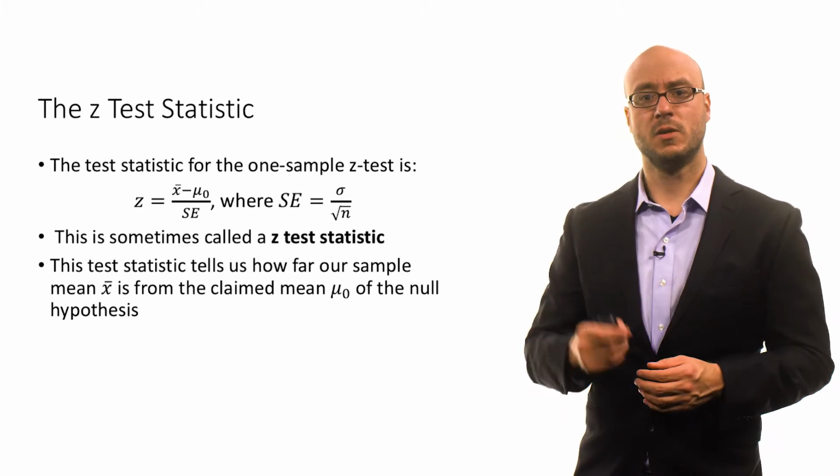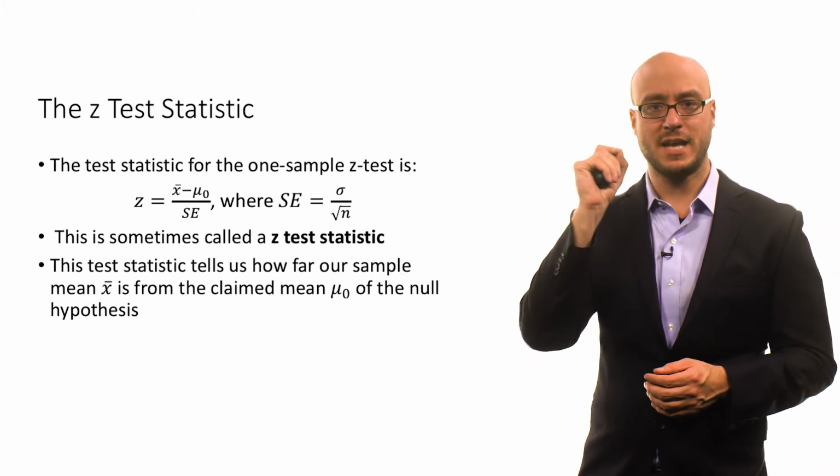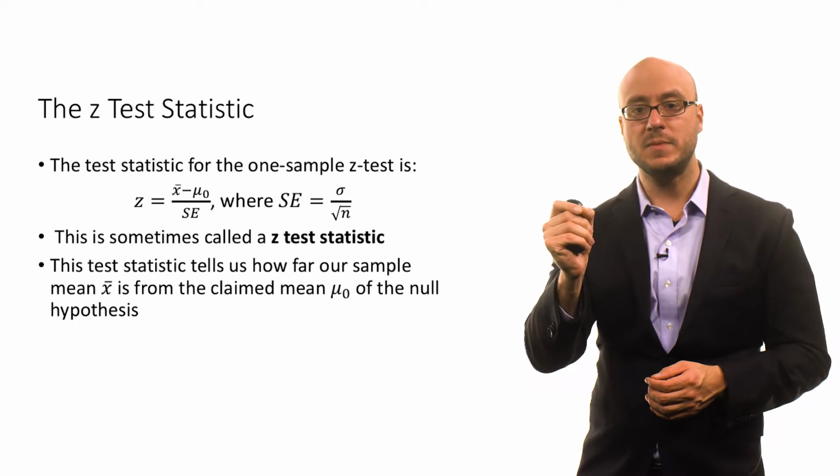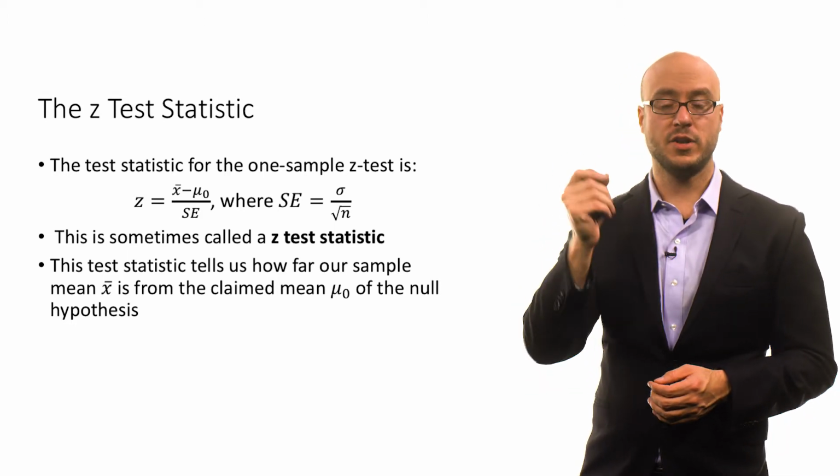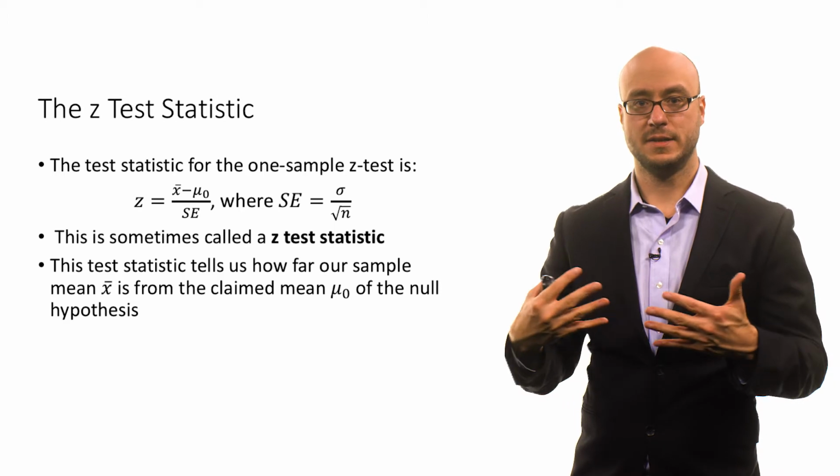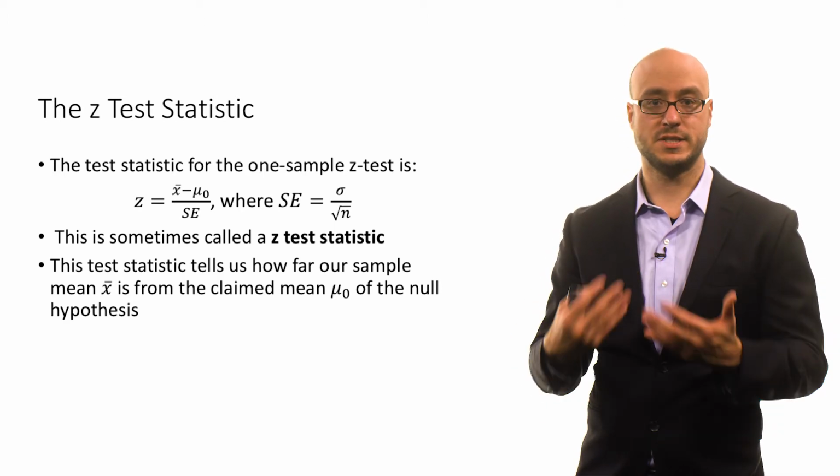This might look familiar. What it's telling us is how far a sample mean x bar lies from the claimed mean in the population of the null hypothesis. And it's standardized by the standard deviation of the sampling distribution, the standard error of the sample mean. The basic idea is that the more extreme this test statistic, either very positive or very negative, the more inconsistent our data is with our null hypothesis. And when we have really inconsistent values of our z-score from our null, that implies we should reject the null hypothesis because it's so inconsistent.